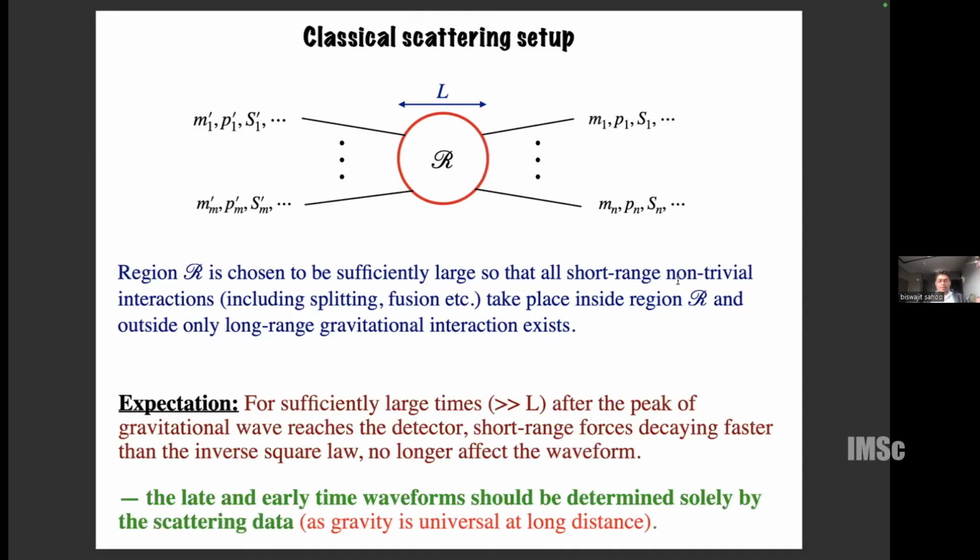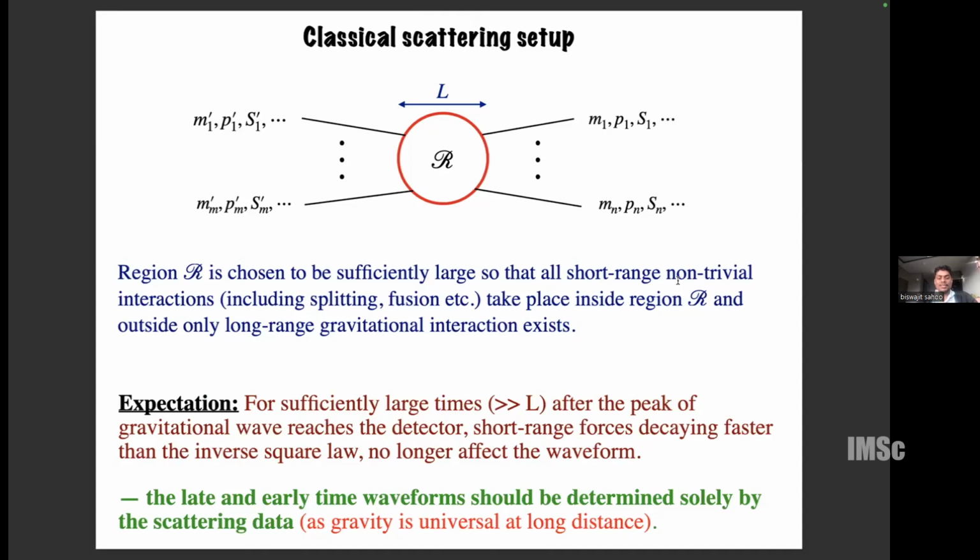So what will be our expectation if we consider this scattering event and try to find a gravitational waveform? Suppose from this scattering event some gravitational wave comes to a detector placed at a far distance, and we wait for a sufficiently large time in units of this length scale L. Our expectation is that all the short range forces which decay faster than the inverse square law will no longer affect the late and early time parts of the waveform, compared to this length scale L.